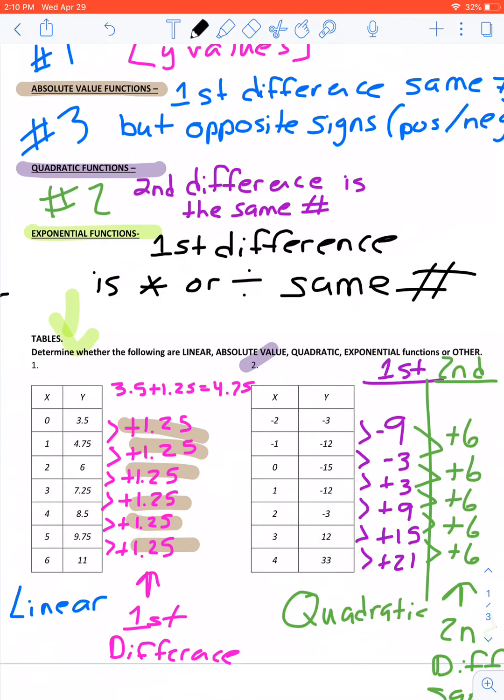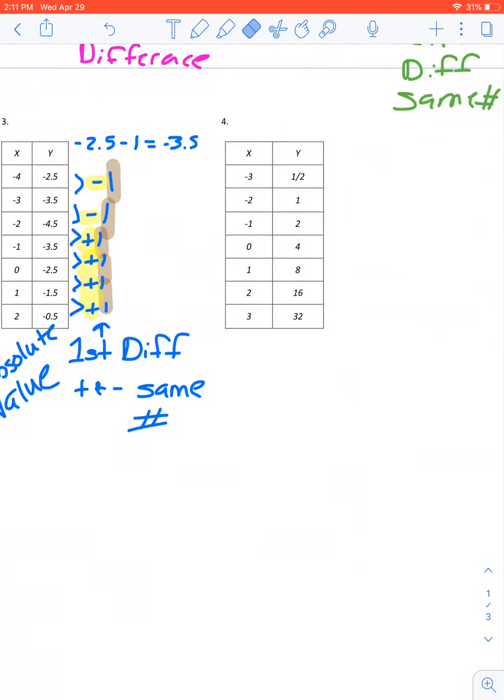If you look at it and you can't find the number that it's multiplied or divided by every single time to get the next number, then it could be other. There are a couple of other on your homework and on your assessment, so don't rule that out. If it's not the four functions we've talked about, then have confidence that you did it right and say other. So let's look at number 4 here.